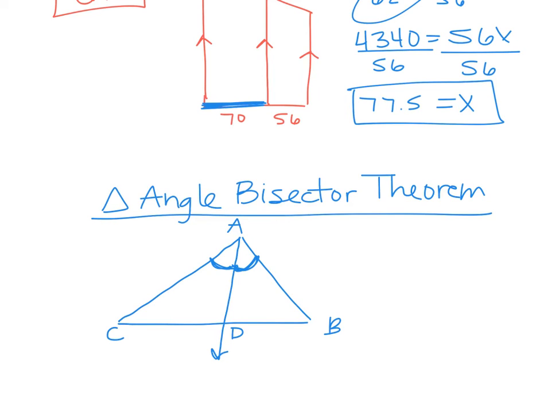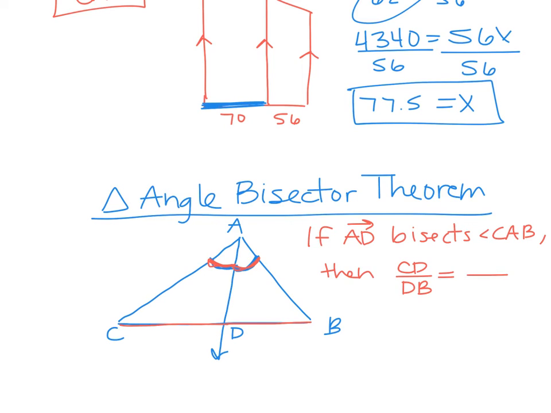All right, here's what it says. If ray AD bisects angle CAB. Okay, so if in fact this is an angle bisector, which we're showing in this picture that it is, so if AD bisects, then what happens is I can say CD over DB will equal, any guesses? If I say CD over DB, CA over AB.